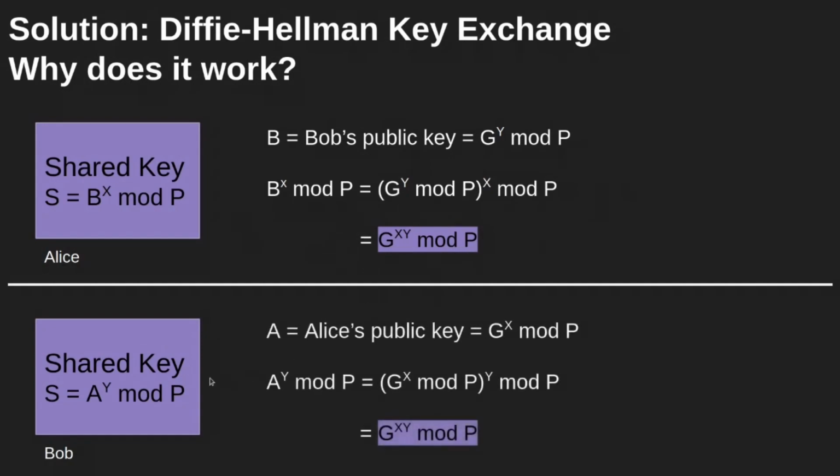And we can use the same logic for Bob, where he takes A, which is Alice's public key, and that's equal to G to the X mod P, and then he takes A to the Y mod P, which is equal to G to the X mod P to the exponent Y mod P. And that's also equal to G to the XY mod P.